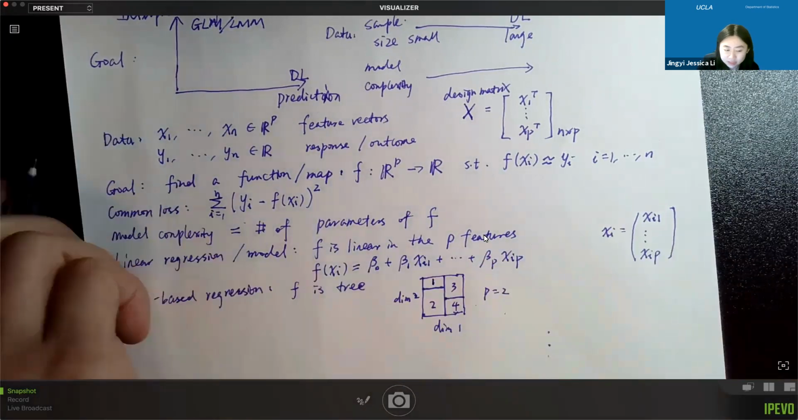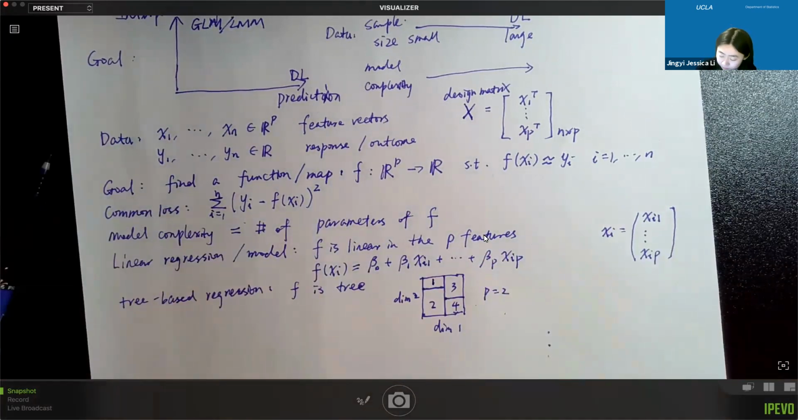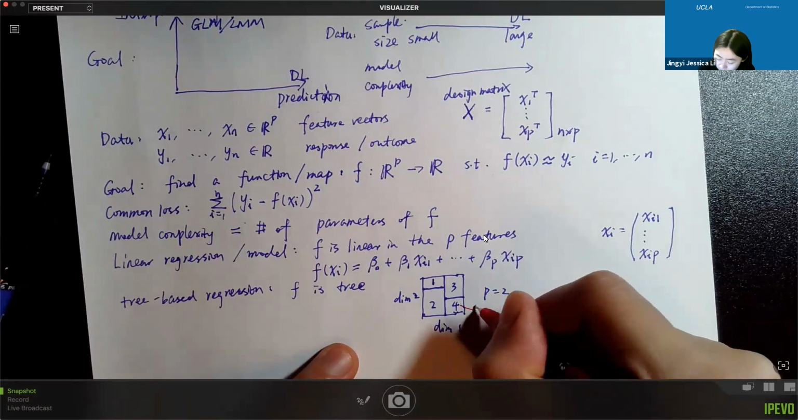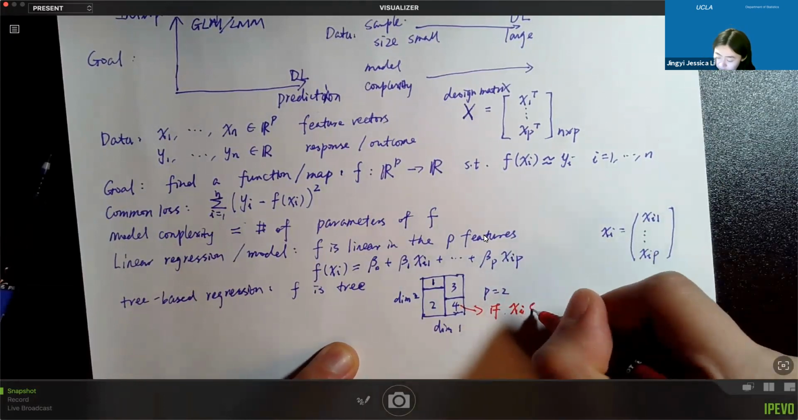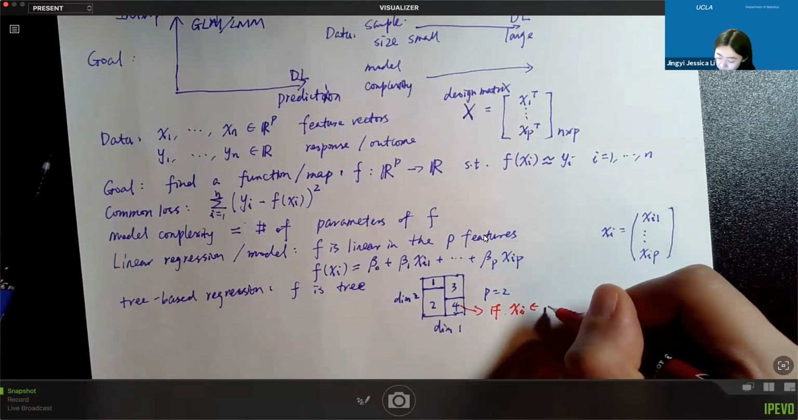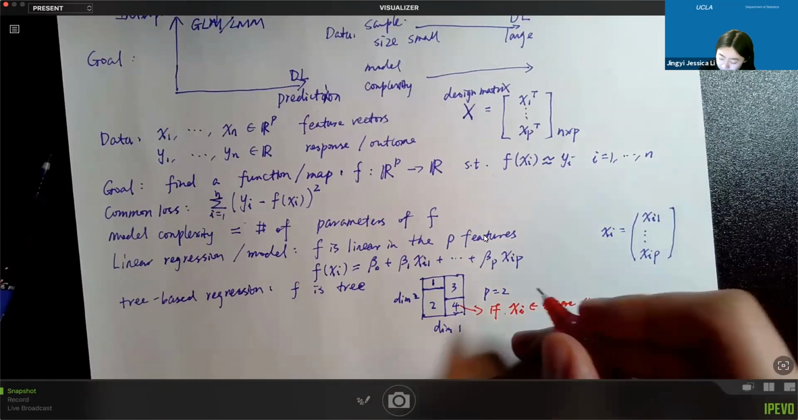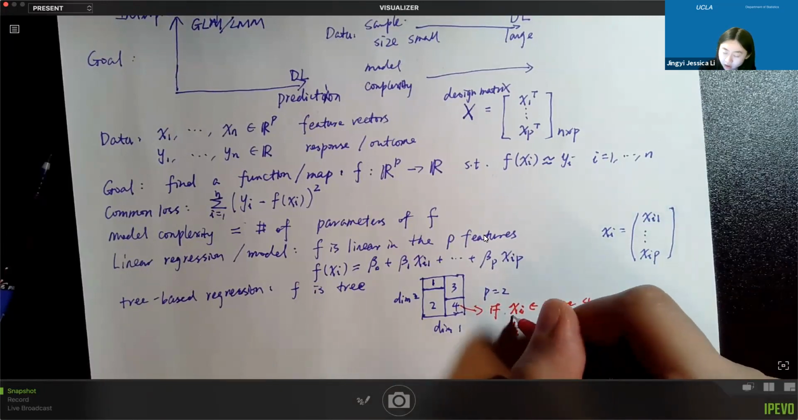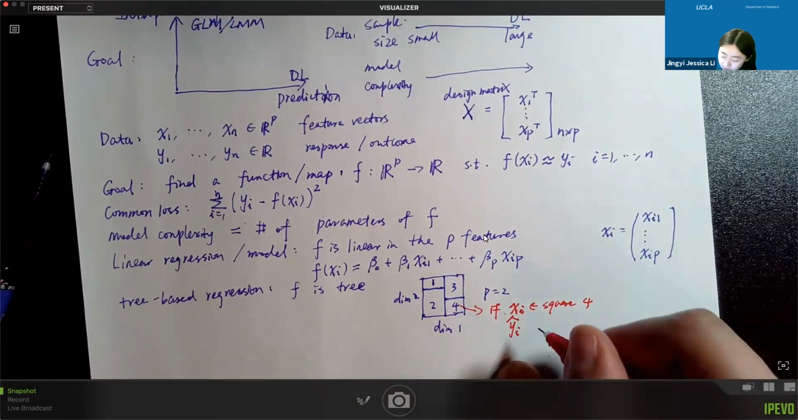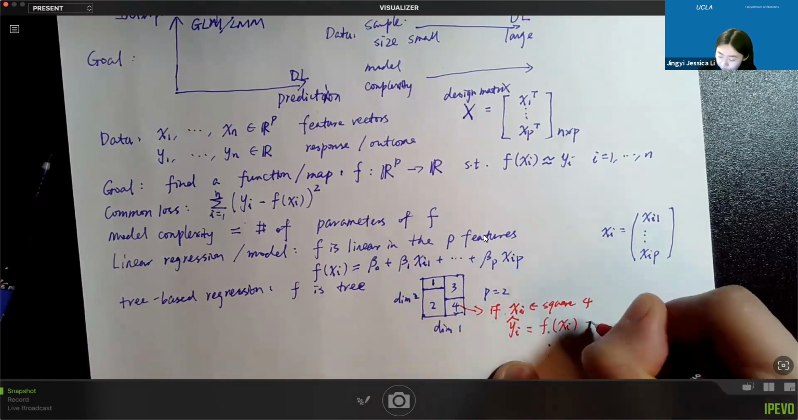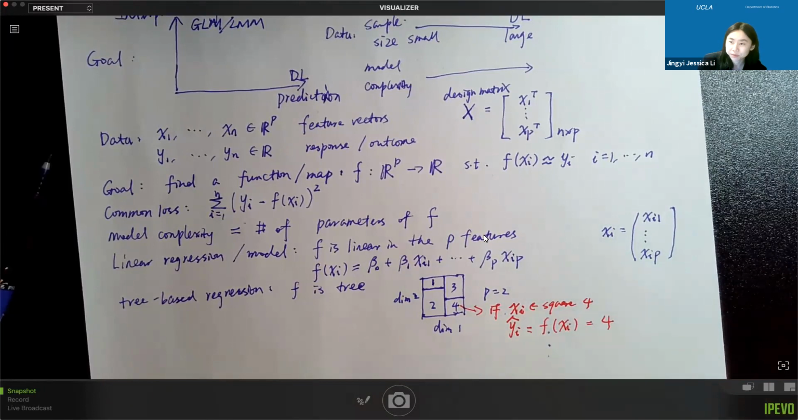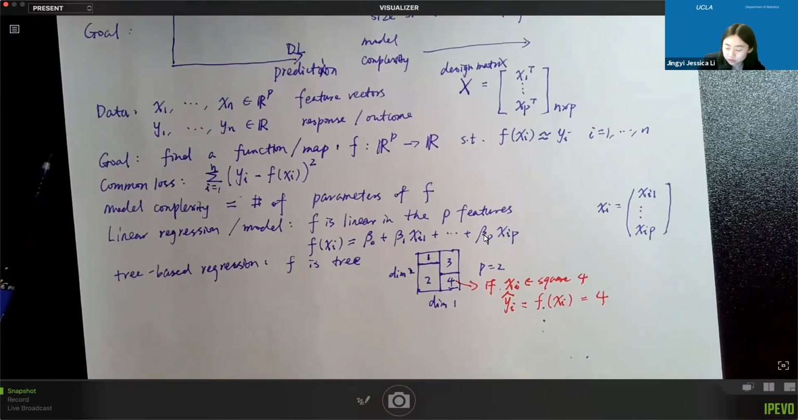So what this means is that if xi is in this square, is in square 4, then I predict it's yi. Often we call it yi hat. So based on this f, xi is equal to 4. So this means that my predicted value will only have 4 values depending on how I define the tree.